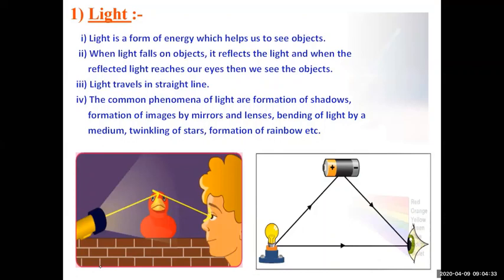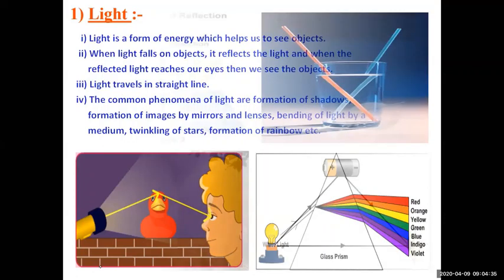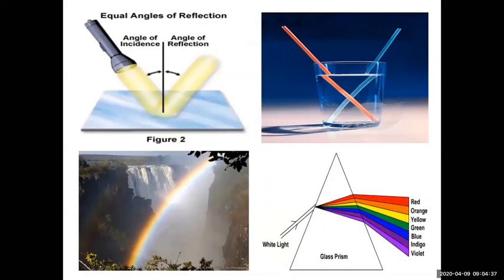Those who have joined later on, just see equal angle, angle I is equal to R. Then this kind of refraction. You can see this type of pattern, which is scattering. This is dispersion of glass prism.